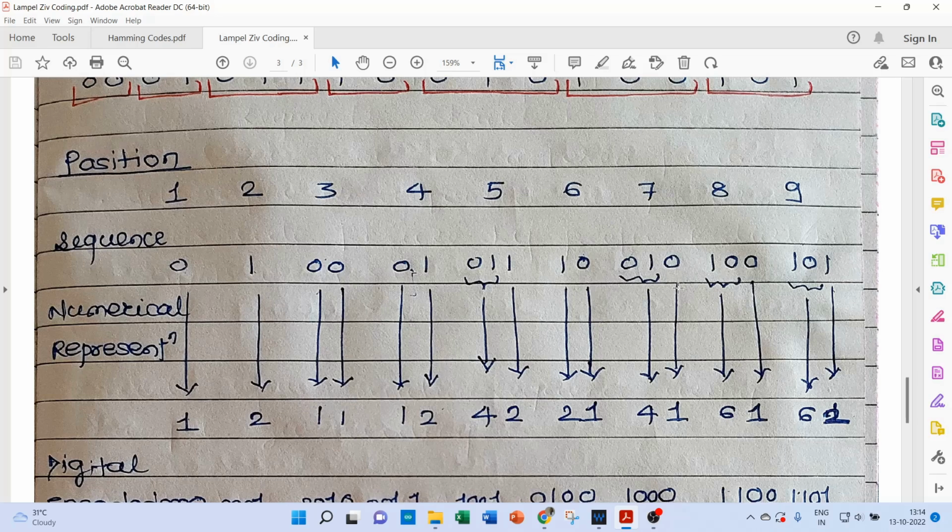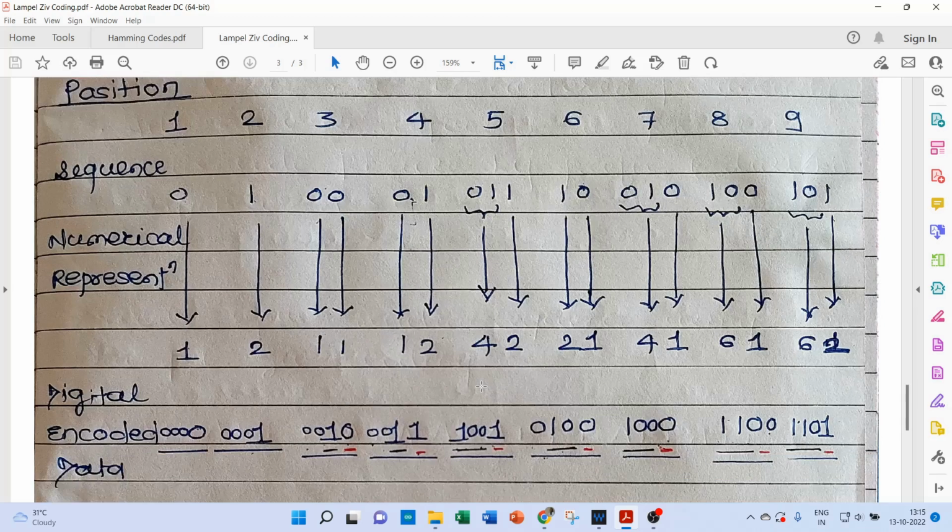Again for 0 1 0, the last bit is 0, so I have written 1, and for the prefix 0 1 I have written 4. For 1 0 0, the last bit is 0, so write down 1, and 1 0 is represented by 6, so I have written 6. For 1 0 1, the last bit is 1, which is represented by 2, and 1 0 is represented by 6, so I have written 6. Now these are the numeric values of these data segments.